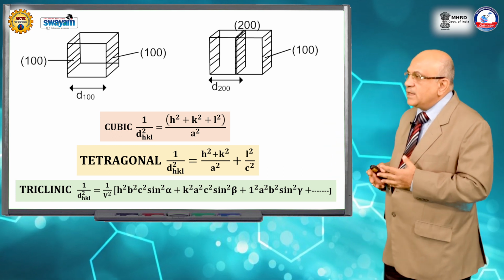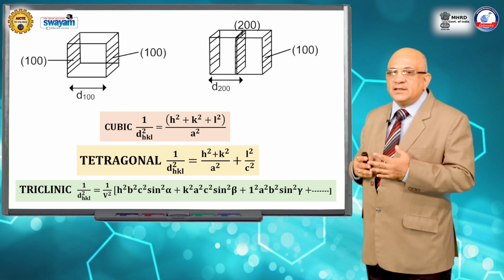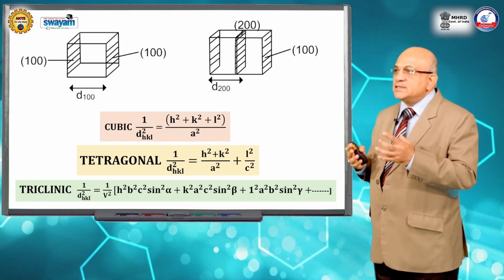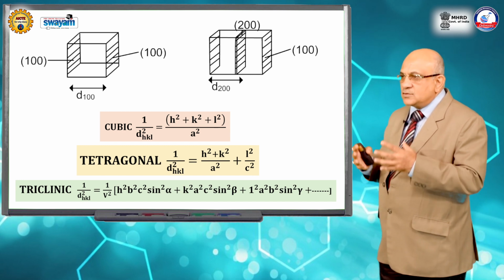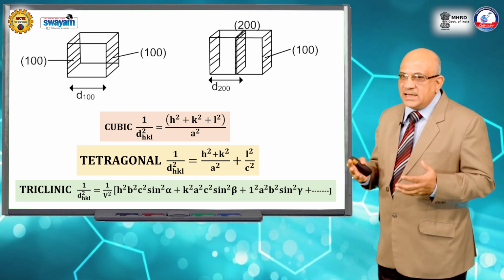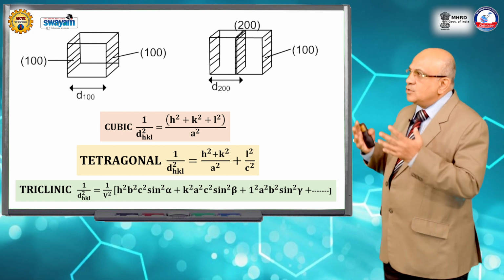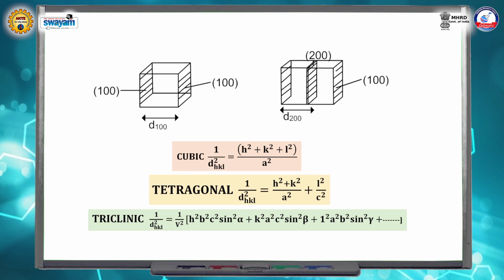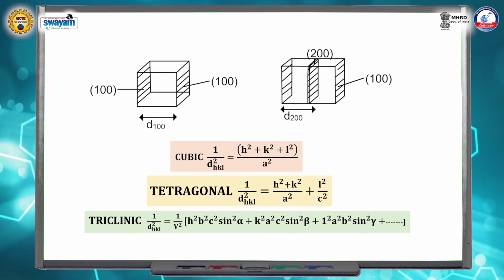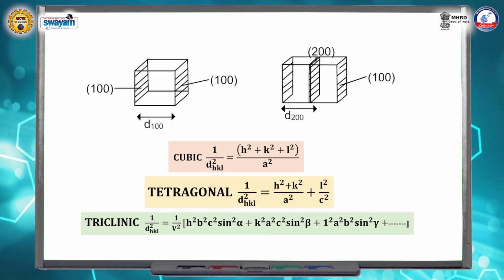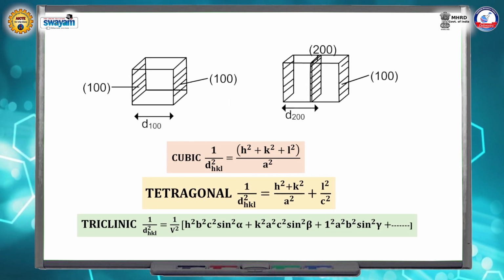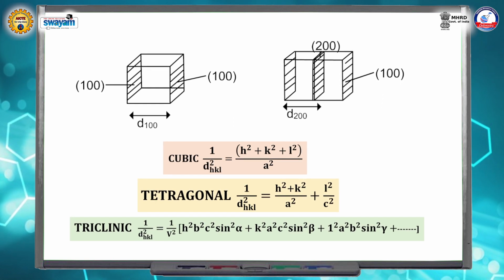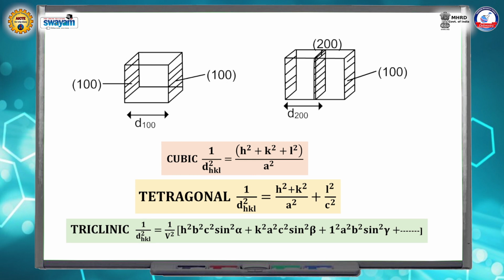You have the 100 plane, you have the 200 plane, and each reflection plane will have a d value which is denoted as d_HKL. So, for every HKL plane you will have a d_HKL. So, for 200 you will have d_200. And now there are some relationships by which you need to do the calculations. For simple systems like cubic, the equation is very simple: 1/d_HKL² = (h² + k² + l²)/a².